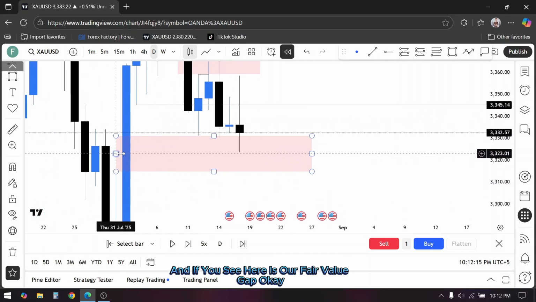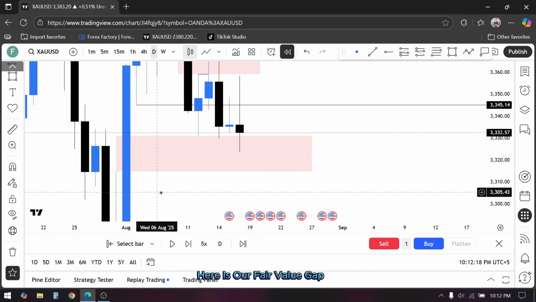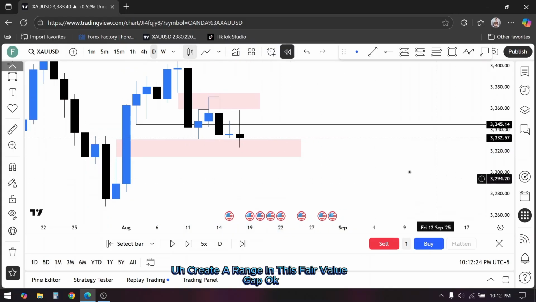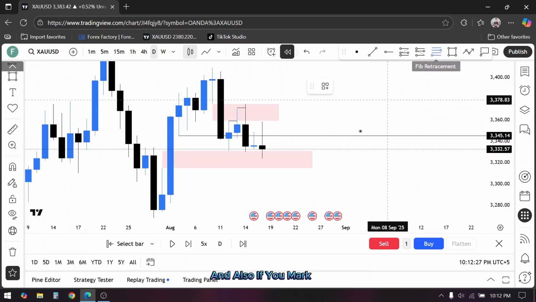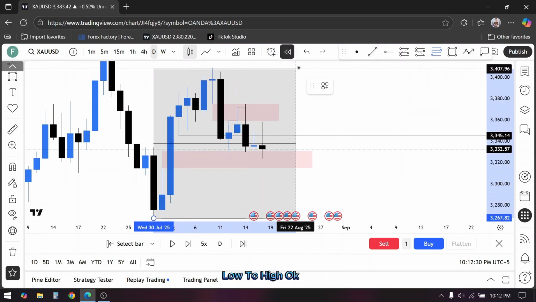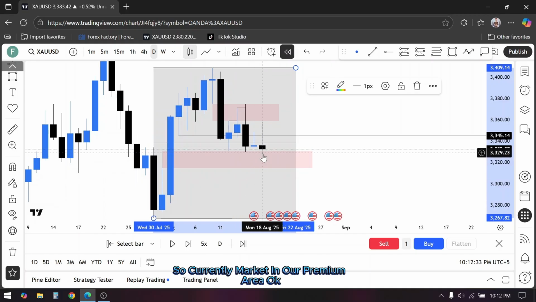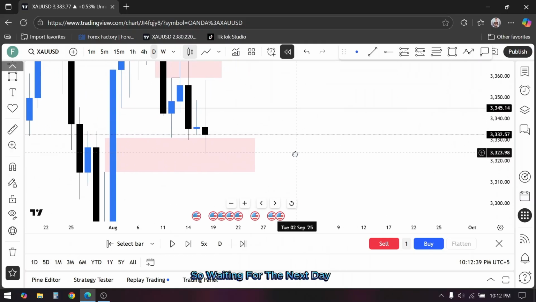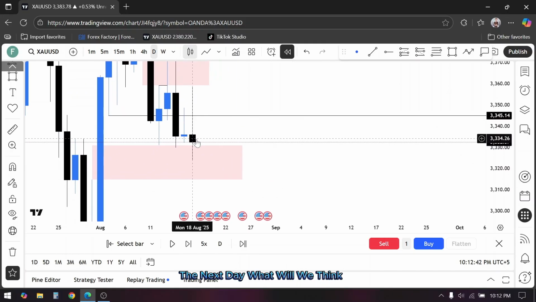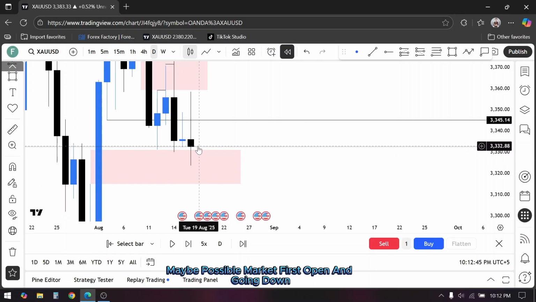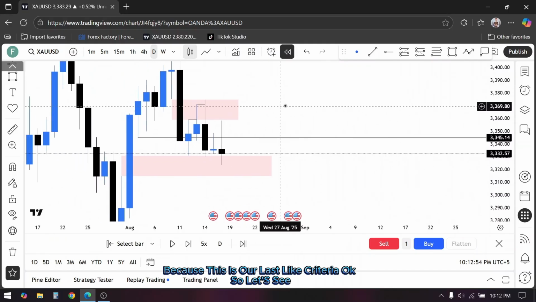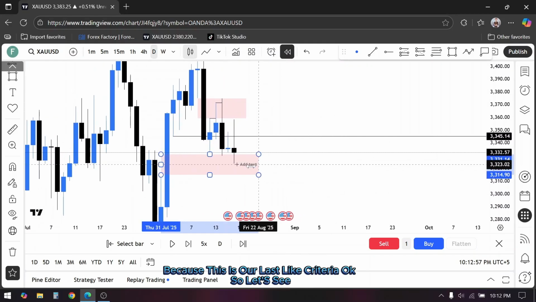And if you see, here is our fair value gap, okay? Here is our fair value gap. So market continued to create a range in this fair value gap, okay? And also if you mark low to high, okay? So currently market is in our premium area, okay? So you can find only buy, okay? So waiting for the next day. The next day, what will we think? Maybe possible market first opens and goes down and liquidity sweep also fills the gap and then continues going up, because this is our last criteria, okay?